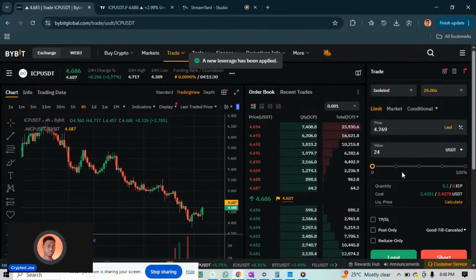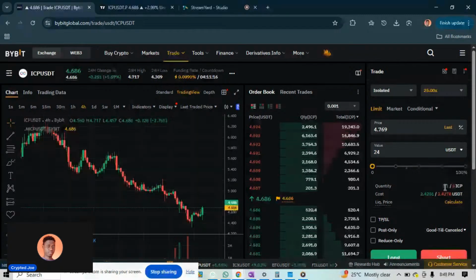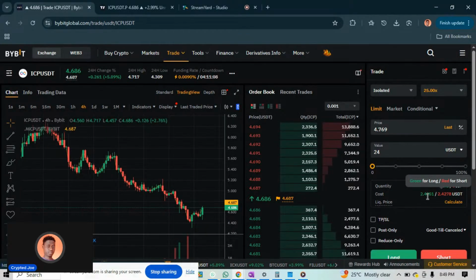Now I've increased my leverage. Now take note, this is the quantity of the coin I'm buying. I'm taking the price from that particular entry point, 5.1 Internet Computer coin, because that is the full name of ICP, and the cost is actually 2.42, let me say $2.42. So it's as if I'm entering the trade with 24 USDT, but basically I'm entering the trade with 2.42 USDT.